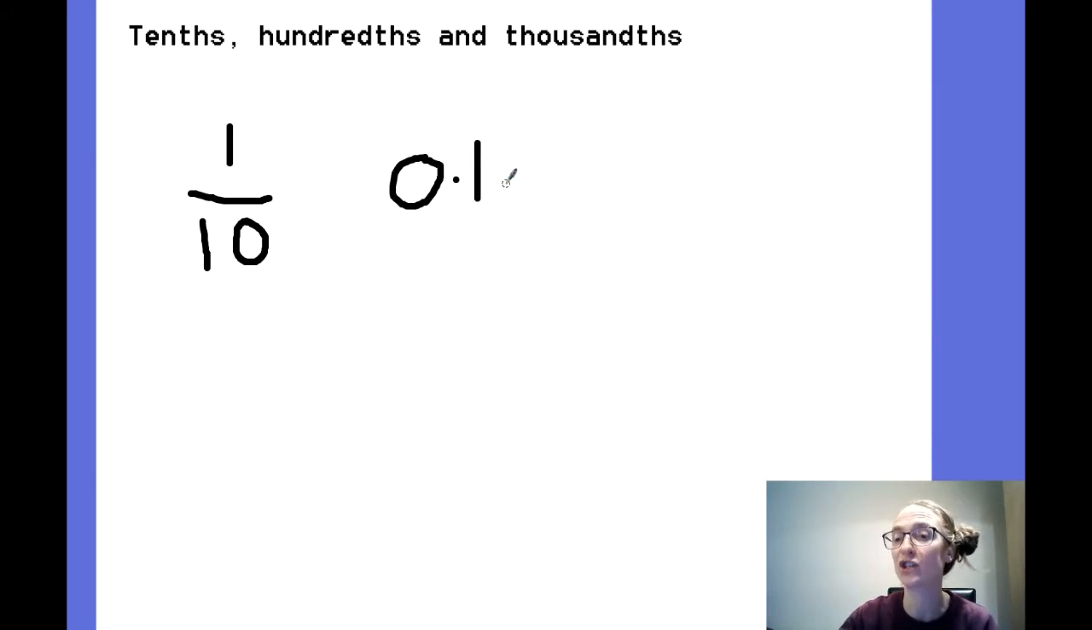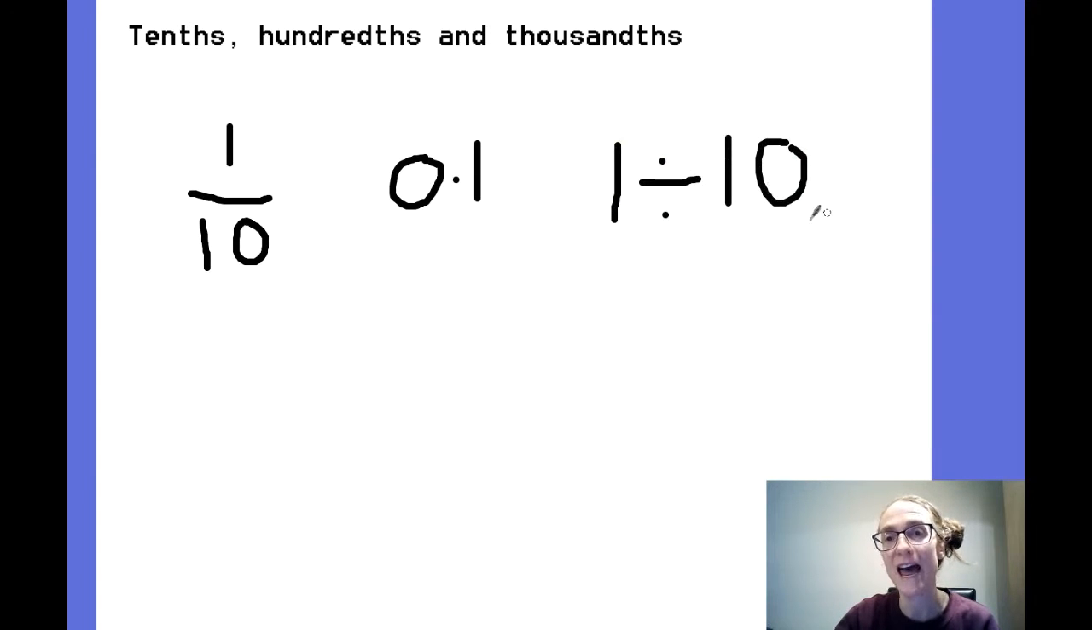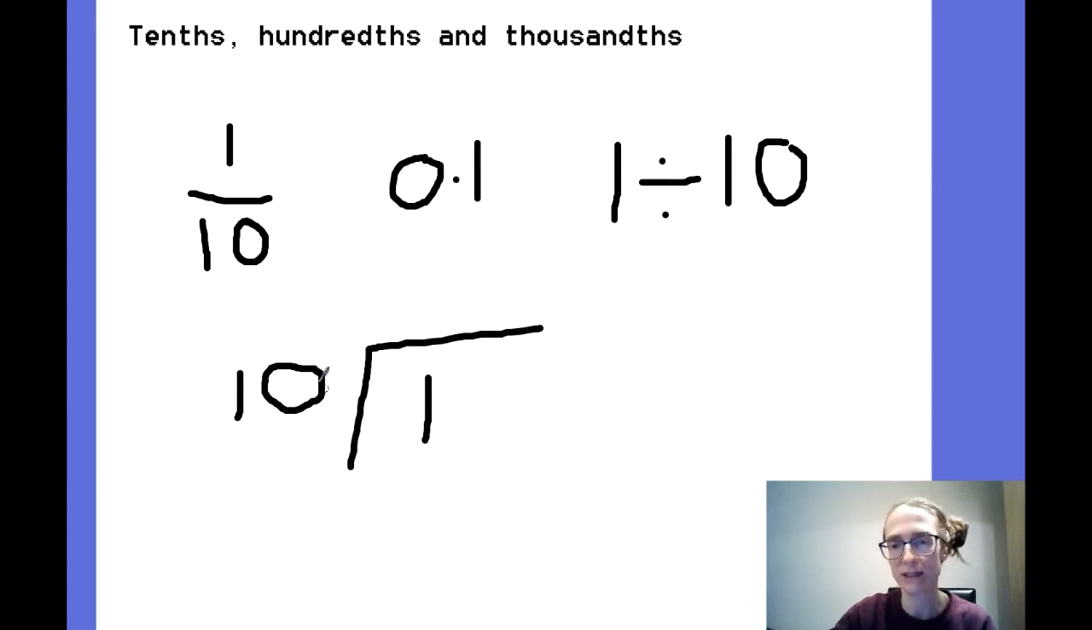But I can prove that that's true because I know that a fraction is a division. So 1/10 is the same as 1 divided by 10. If we're using the bus stop method, we've got 1 divided by 10. I know it looks strange to have a bigger number outside the bus stop, but that's exactly what we're doing here. We've got the numerator 1, that goes inside the bus stop, being divided by 10, the denominator on the outside.